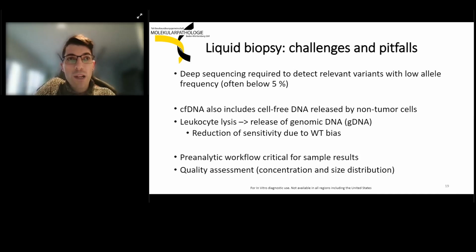cfDNA samples do not only consist of circulating tumor DNA, since non-tumor cells release cfDNA as well. And in addition, leukocyte lysis may release genomic DNA into the liquid biopsy sample, and this would lead to a wild-type bias of the sequencing analysis and thus to a reduction of sensitivity. For these reasons, the pre-analytic workflow has a critical impact on the sample results, and this requires proper quality assessment of the respective samples.